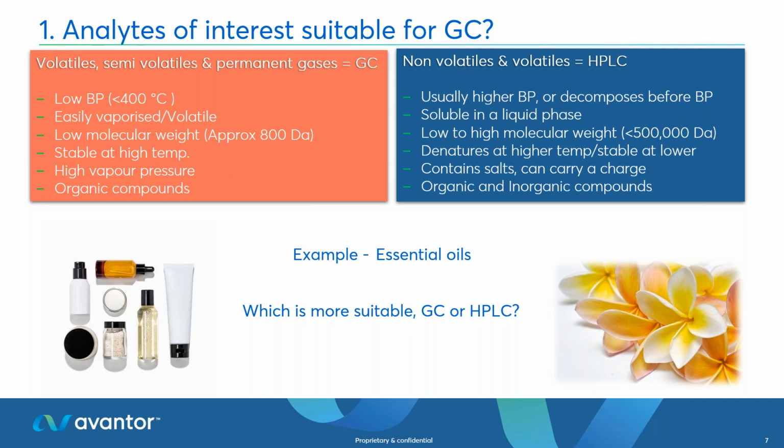With HPLC, we've got a wider range of compounds that we can analyze, but these tend to be a little bit more unstable when you get to higher temperatures. They have a wider molecular weight range that we can have a look at. They may contain salts or carry a charge. And again, organic, but also inorganic compounds. So when we think of essential oils, which is going to be more suitable, GC or HPLC?